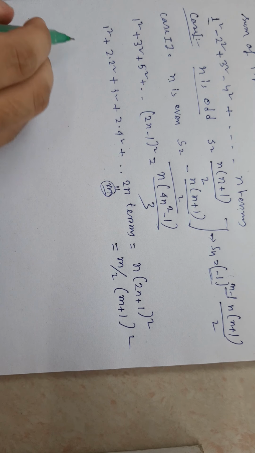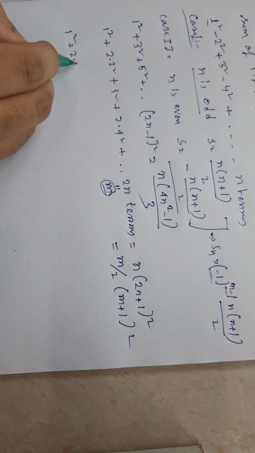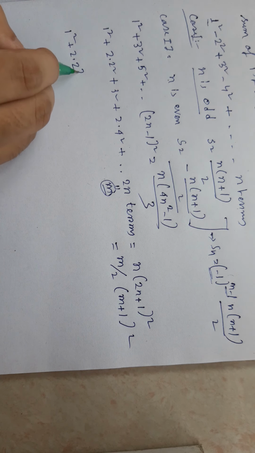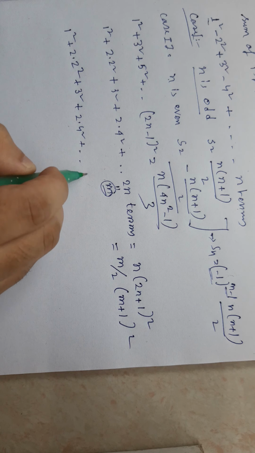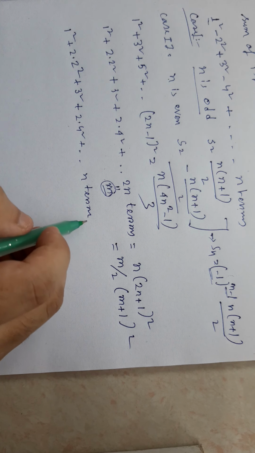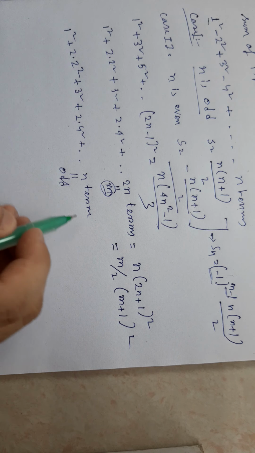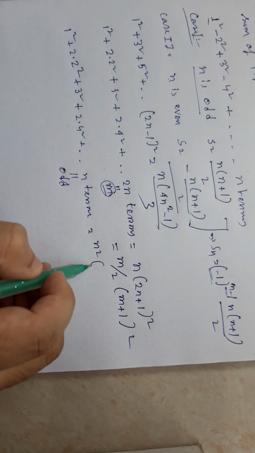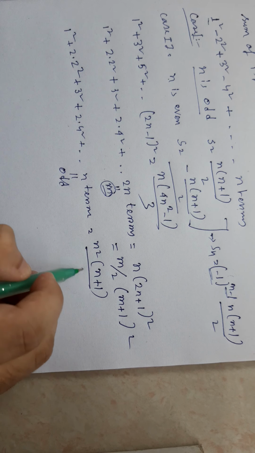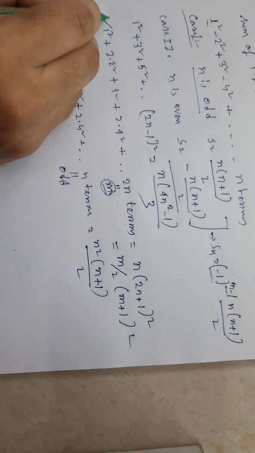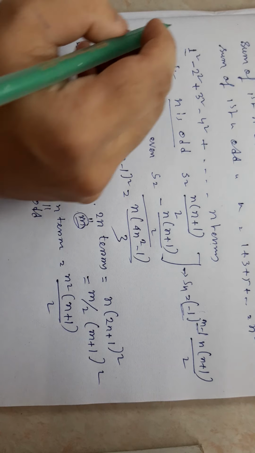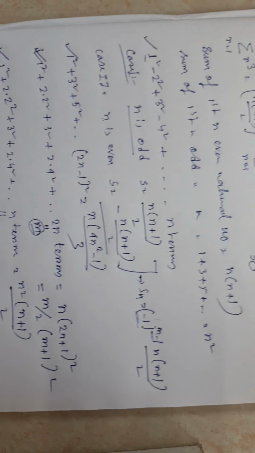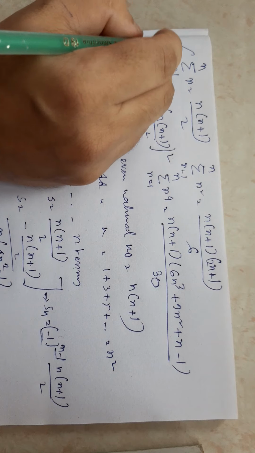And if the number of terms is odd, like 1 square into 2 square plus 3 square plus 2 into 4 square up to n terms, where n is odd, then it will give you n square into (n plus 1) by 2. This is very important because these series are asked in JEE Main as well. And these 4 are very elementary.